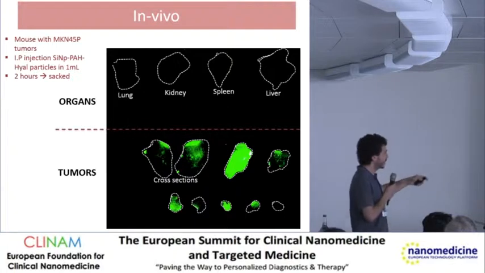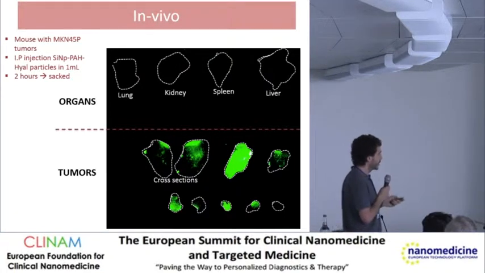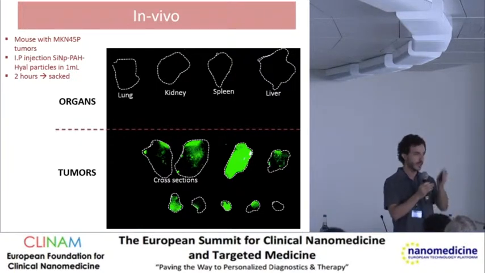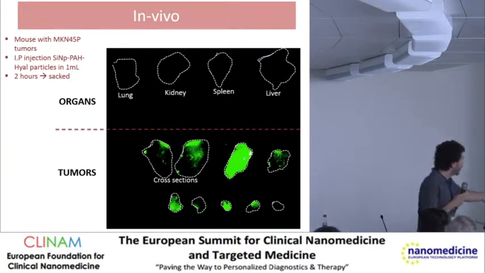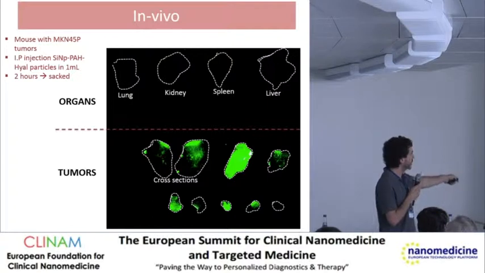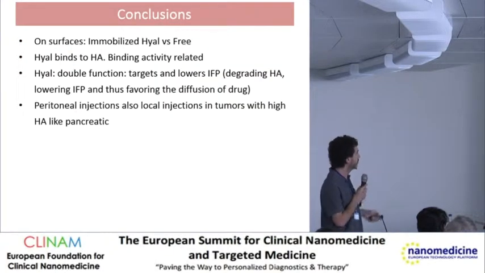So I did a small test in vivo, and I saw the same thing. And here you can see a cross-section, so it's a large tumor that's cut in half. And you can see that the particles penetrate quite deeply into the tumor. And again, there's nothing in the control organs.